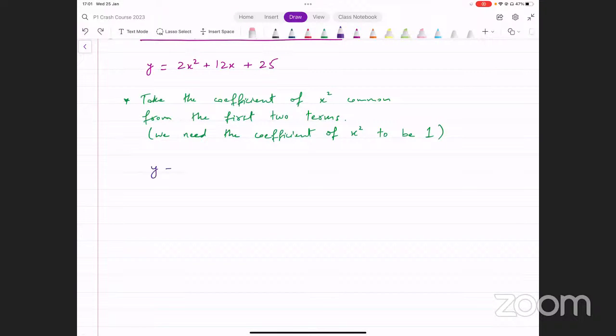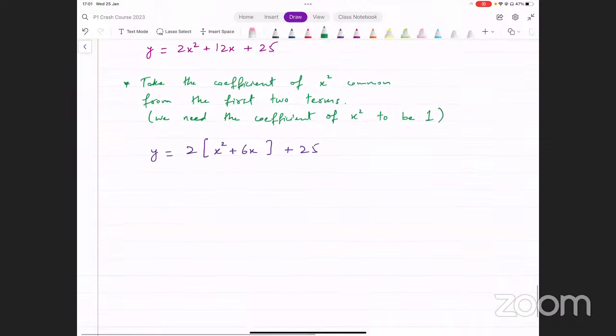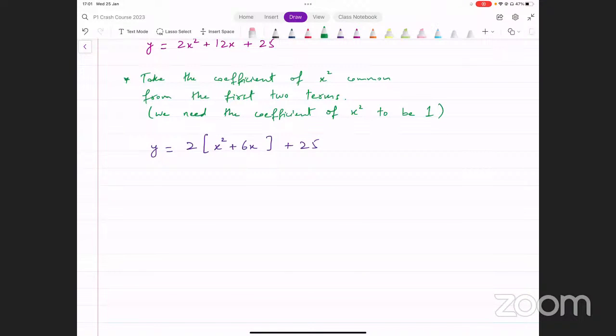So we're taking 2 common from the first two terms. 2 common, and then you have x square plus 6x. And outside, you've got plus 25. All right, so you take 2 common from the first two terms. Now what you're going to do is divide the coefficient of x by 2. So whatever the coefficient of x is, ignoring the sign, right now it's plus already, but even if it is negative, you just have to consider this number.